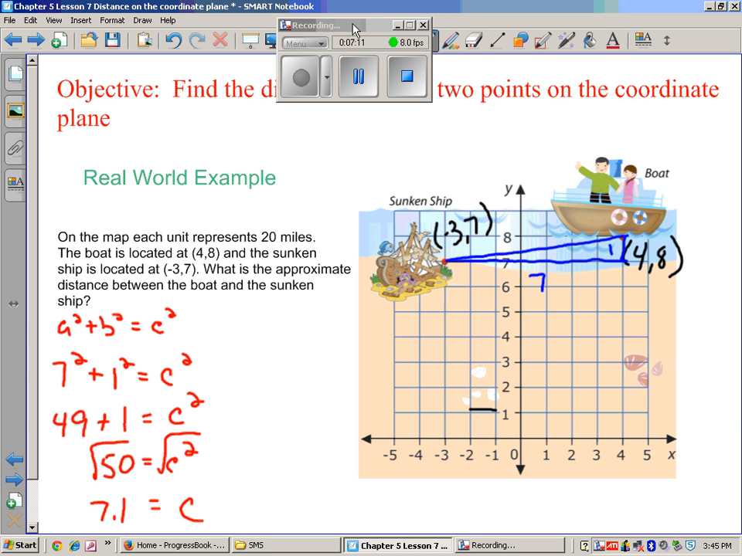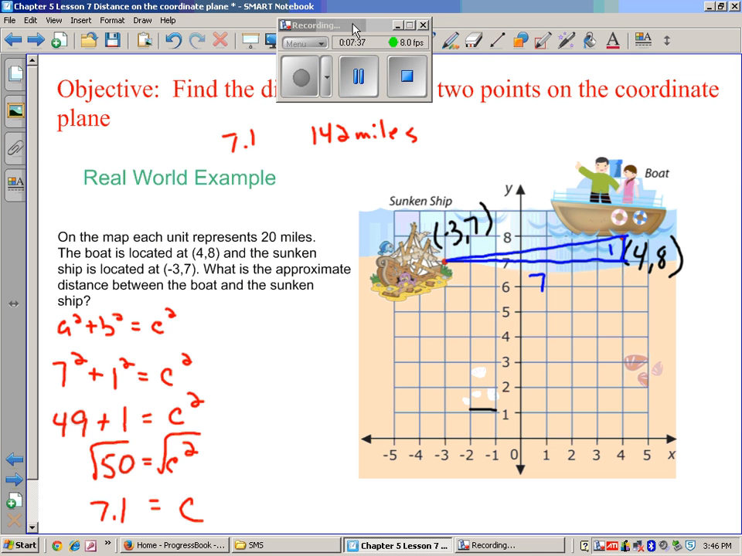So if we took 7.1, oops, that's a 20. 7.1, I had 20 in my head. 7.1 times 20, which is what each unit represents, because it's 7.1 units away, so 20. So the boat is about 142 miles away from the sunken ship using the Pythagorean theorem.